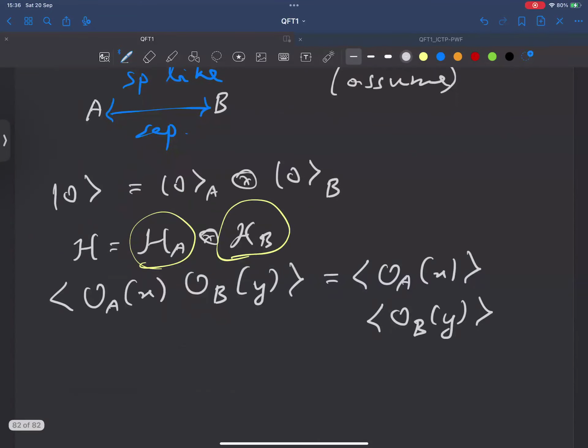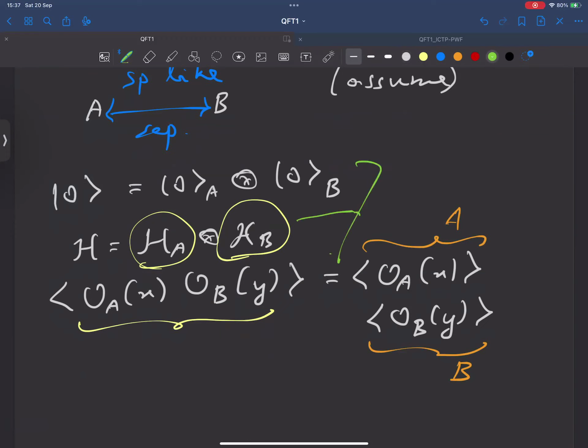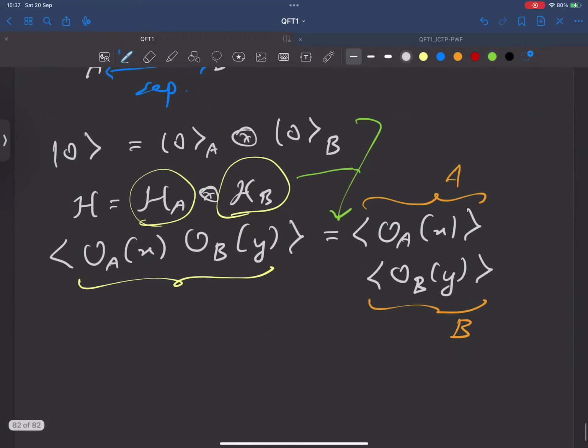So that means if you write a 2-point function, an expression like this, it will nicely factorize into its A part and its B part. I hope this is clear. Here I am just using this property, these two properties, that you factorize them separately.